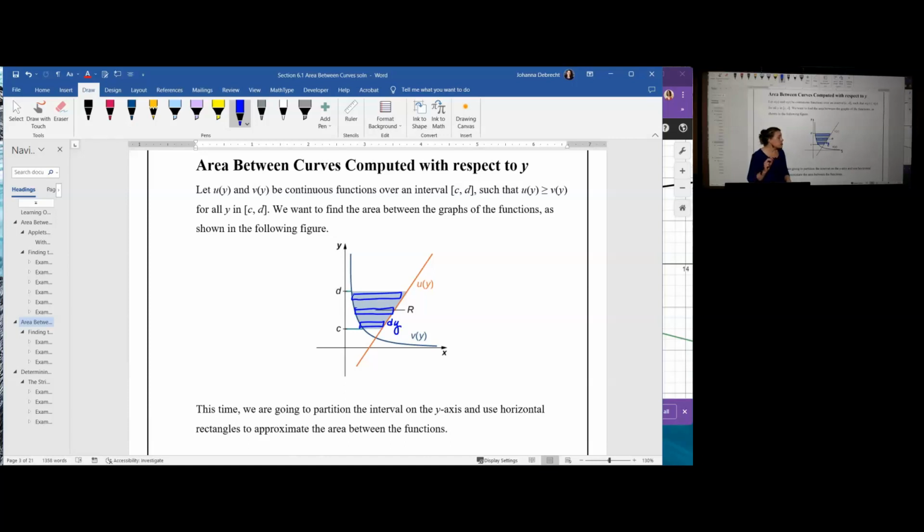However, it does require that we solve the equation for x in terms of y. Sometimes that's not easy to do. For example, let's go back to the one that I said might be easier with respect to y as opposed to x. And let's take a look at what it would take to solve those equations for x in terms of y.